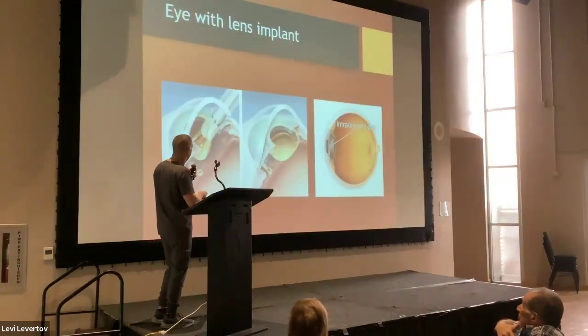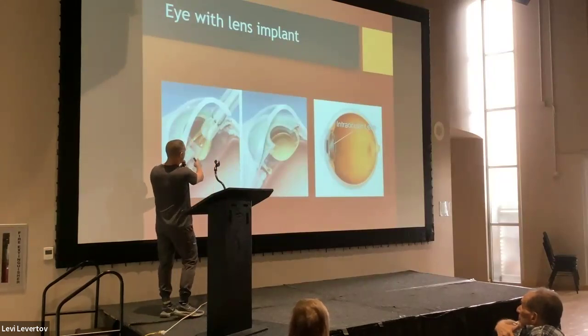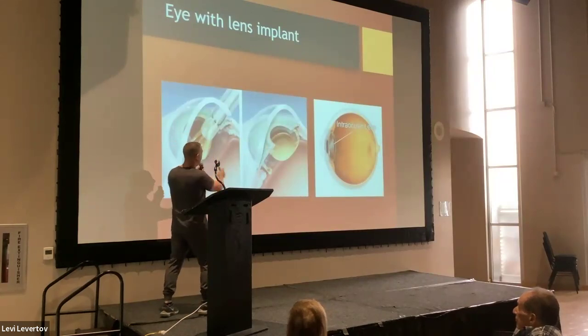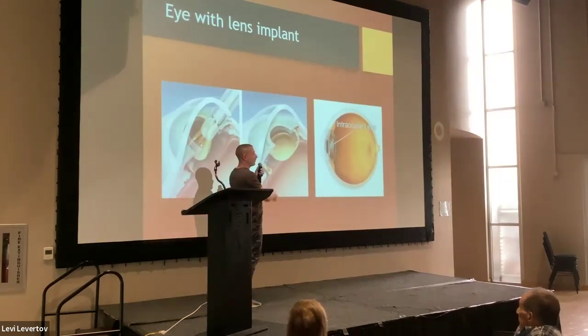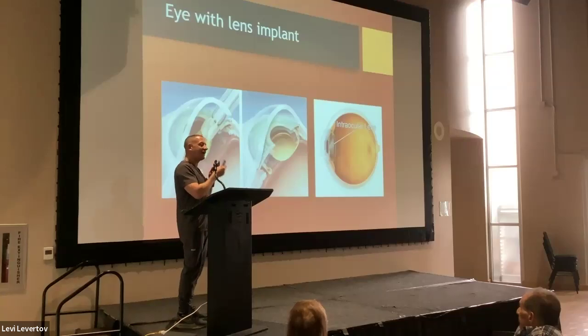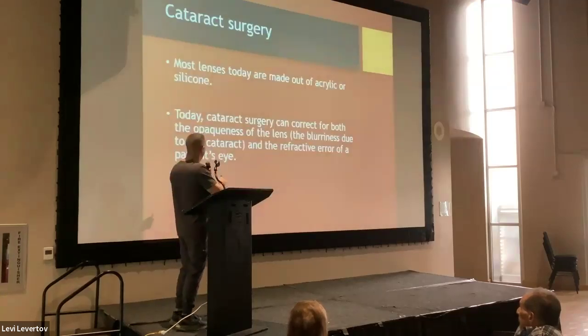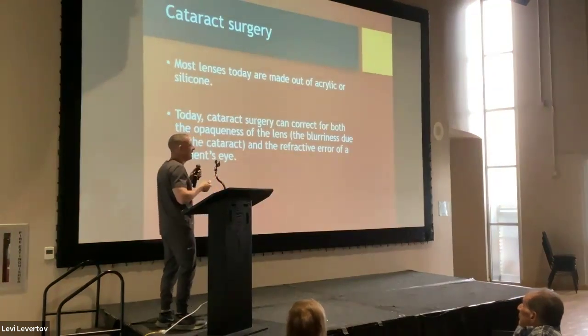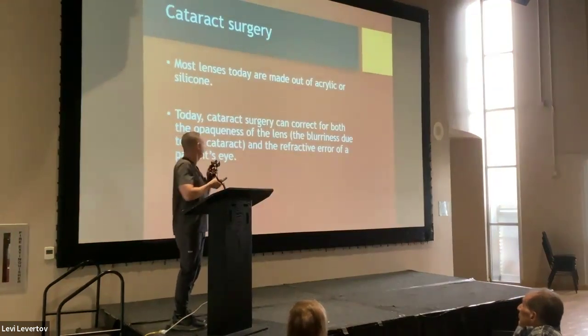And this is what happens. When the lens is removed from the eye, the doctor inserts an artificial lens in the eye through a small opening, and it rests in your eye. And it creates a clear opportunity for light to come in the eye and focus a clear image on the back of your eye. And most lenses today are either made out of acrylic or silicone.